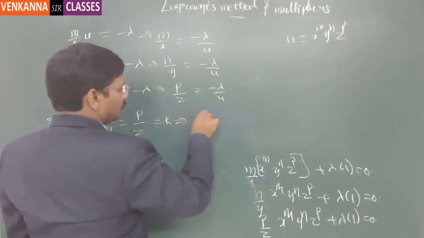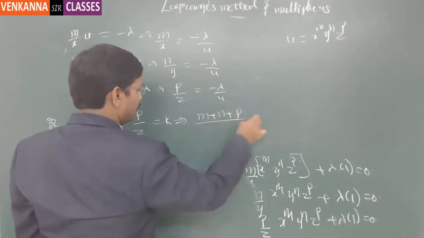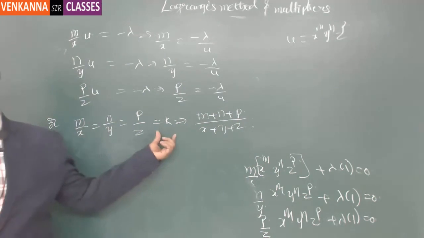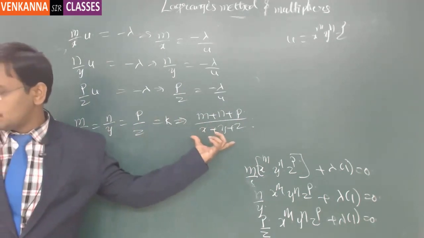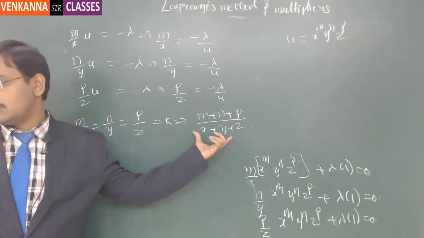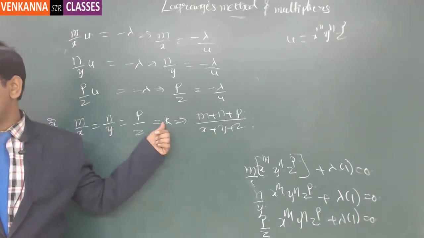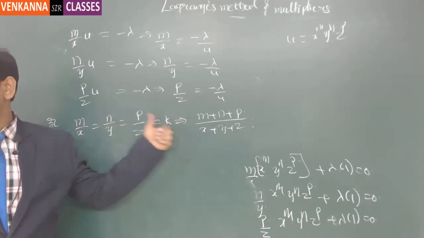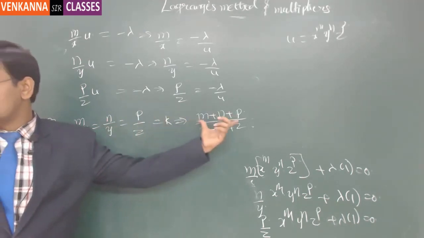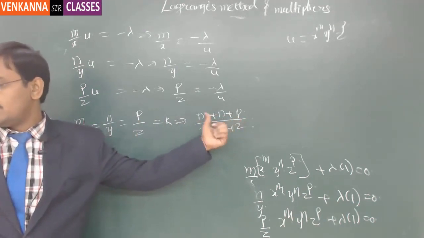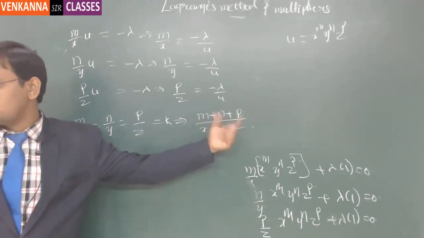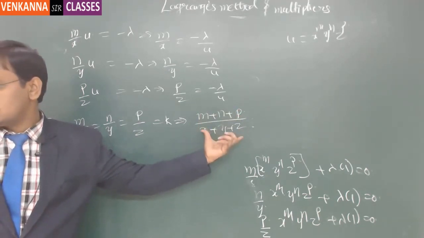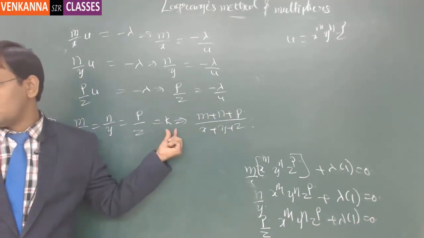So this value is equal to (m+n+p)/(x+y+z). This same k value is equivalent to this one also. I told you this yesterday, right? How is it going to be equal? Suppose I take this as k, then m = kx, n = ky and p = kz. Then if I substitute m+n+p, it will be k times (x+y+z). The x+y+z will cancel out, k will be left over. That means this equation is exactly equal to the k value. I hope you understood this.